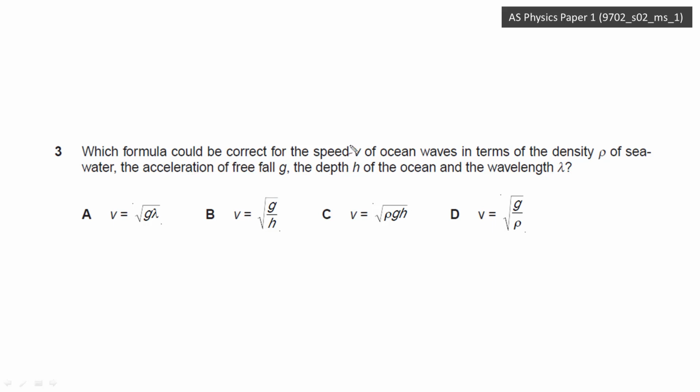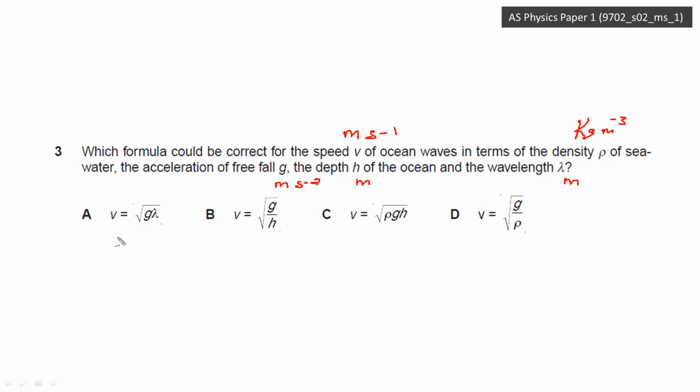Like for example, speed has got the base units meters per second. Rho has the base units kilograms per meters cubed because it's density. g is an acceleration, so it has the base units meters per second squared. h has the base units meters, and lambda has the base units meters.